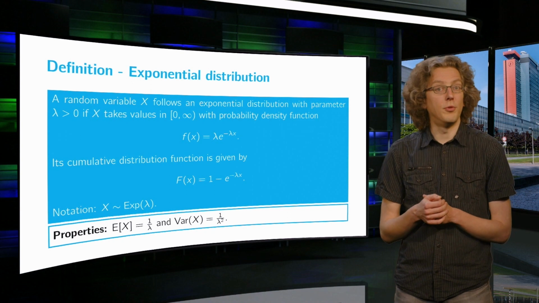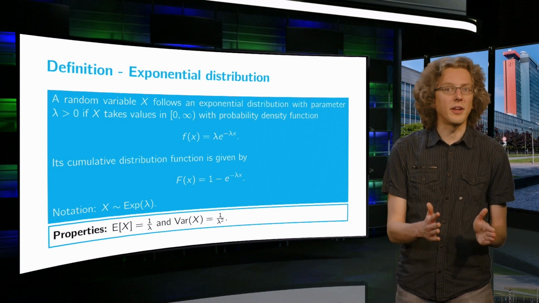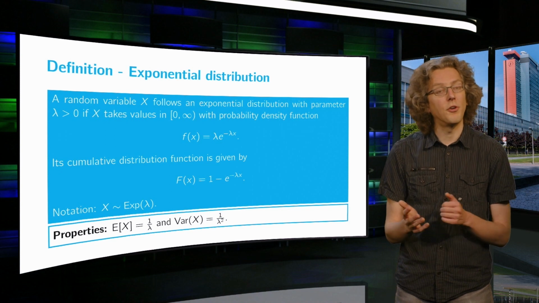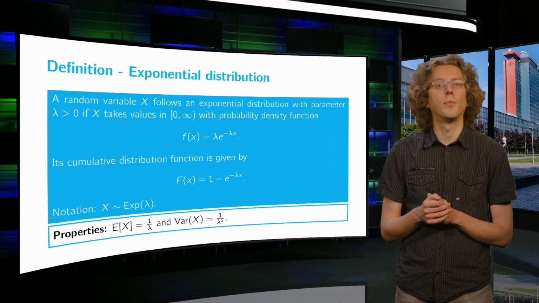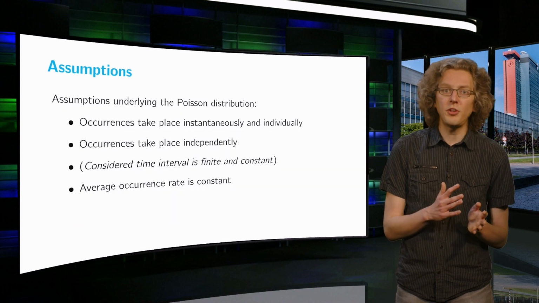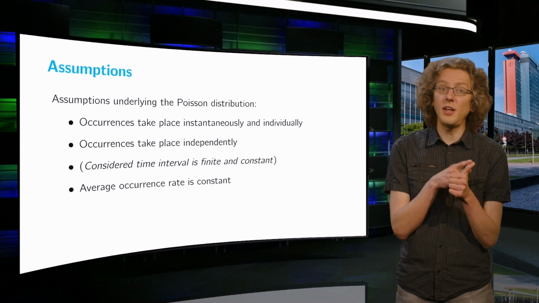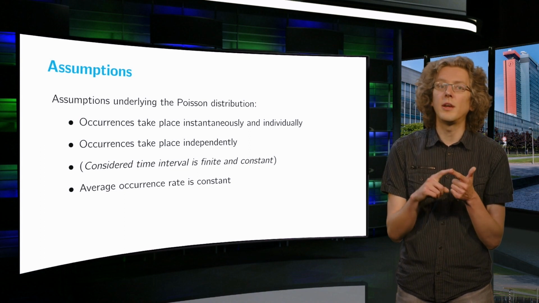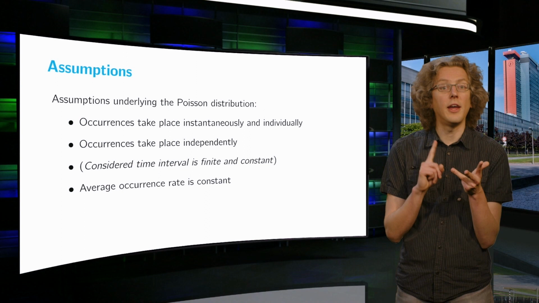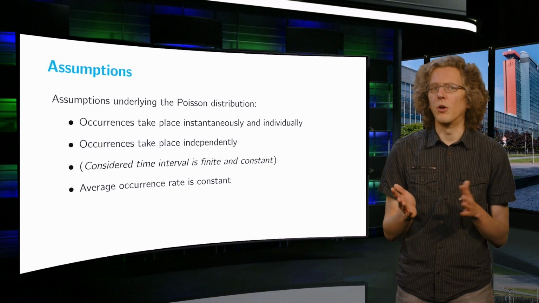The exponential distribution is applicable anytime that you're interested in the waiting time between events that are modeled by a Poisson distribution. Therefore, the same assumptions as with the Poisson distributions should be met. Occurrences take place instantaneously, individually, and independently at a constant rate. The time interval no longer plays a role here.